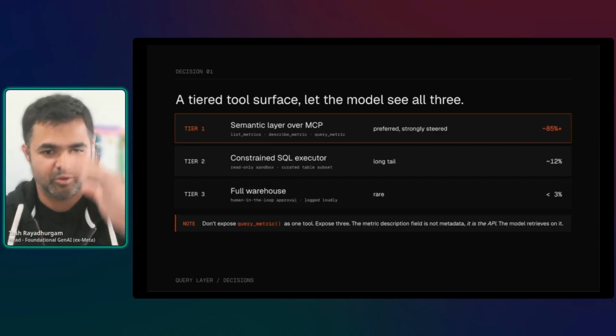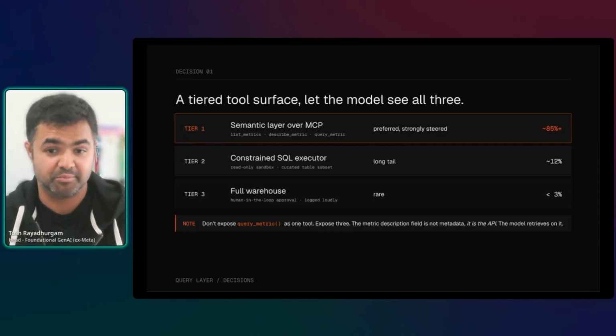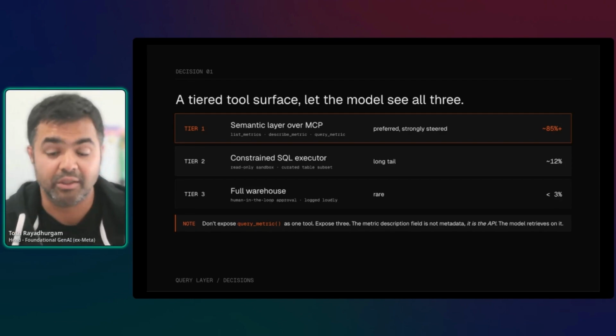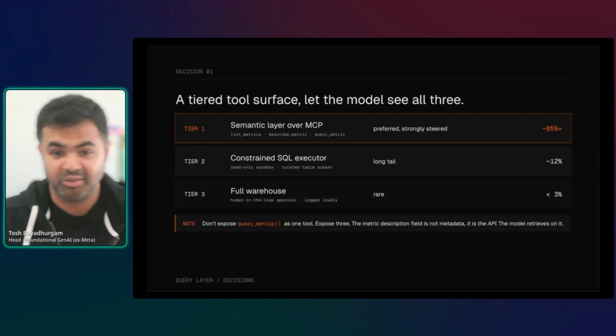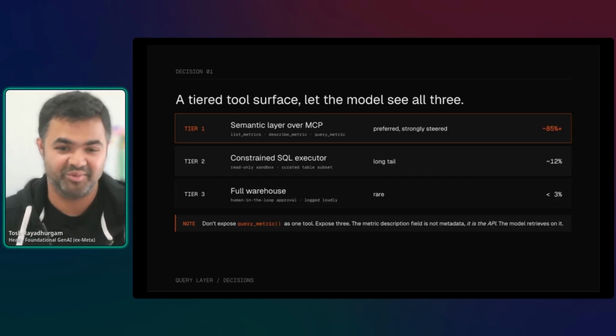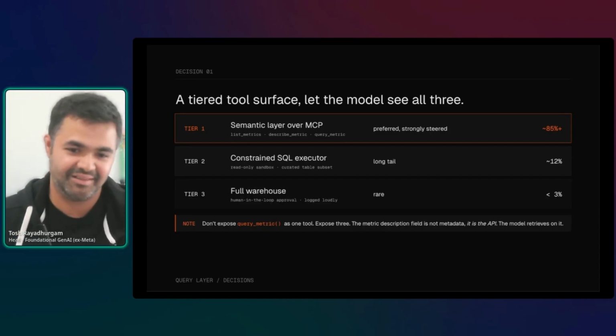The model sees all these three, and the system prompt tells it when to use each one of them. So now it's a routing problem, and the nice thing about routing problems is you can evaluate them. You can measure tier one hit rate.